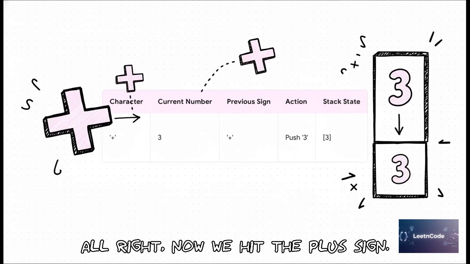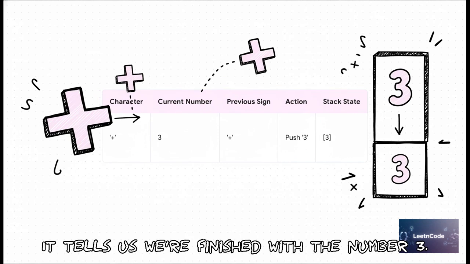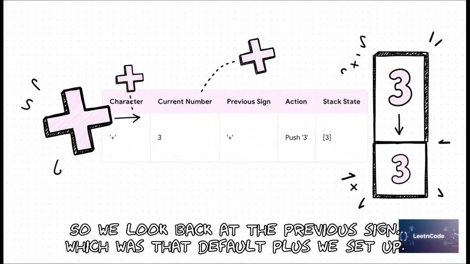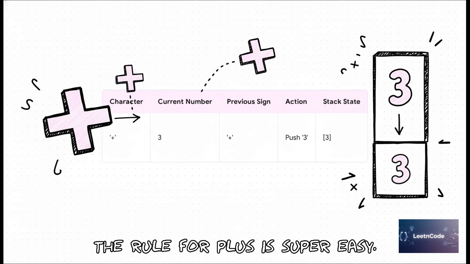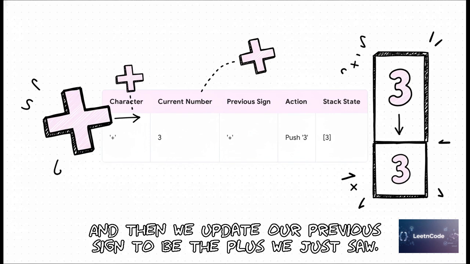All right, now we hit the plus sign. That's our cue. It tells us we're finished with the number 3. So we look back at the previous sign, which was that default plus we set up. The rule for plus is super easy. Just push the number onto the stack. So in goes the 3. And then we update our previous sign to be the plus we just saw.